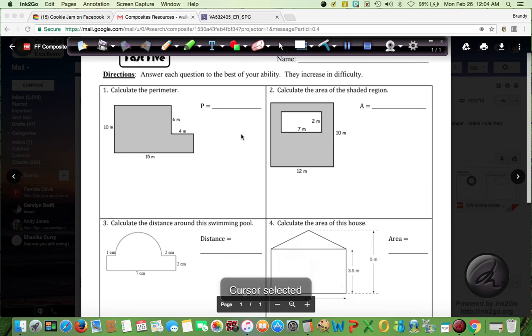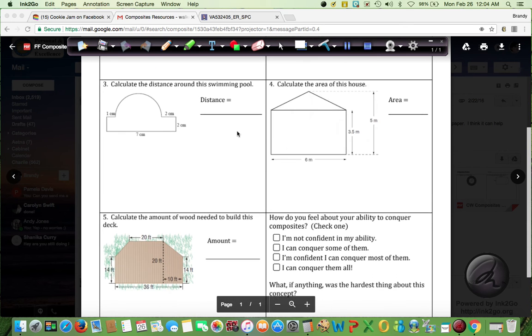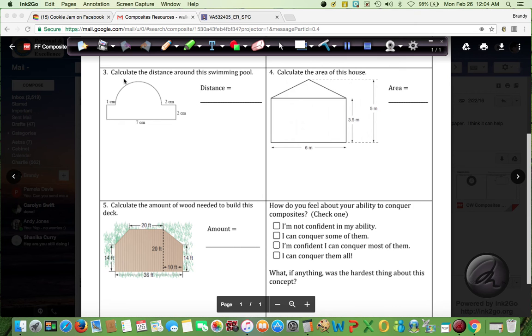Okay, let's look at 3 and 4. Number 3 says calculate the distance around this swimming pool. So when we're talking distance around, that's the same thing as perimeter. That's what they want you to do, is figure out the perimeter around the swimming pool.